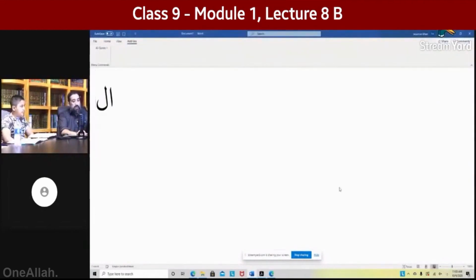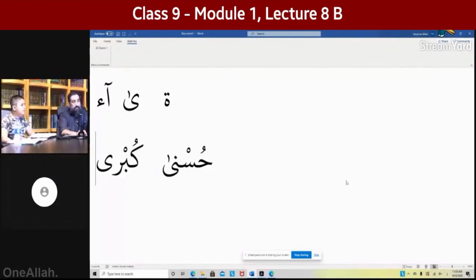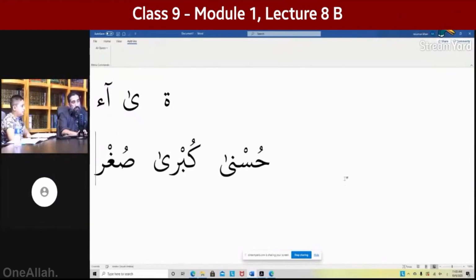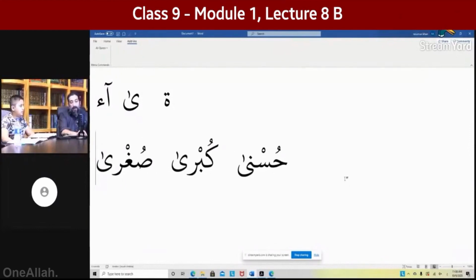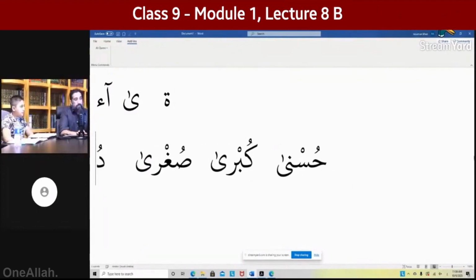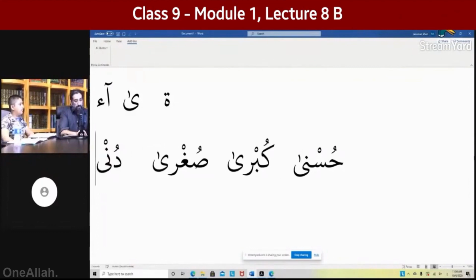Okay. So I told you words become feminine because they end like this, and they end like this, and they end like this. Remember? So there's the word husna, like my daughter's name, husna, or kubra, or sughra. Then you have words like dun.